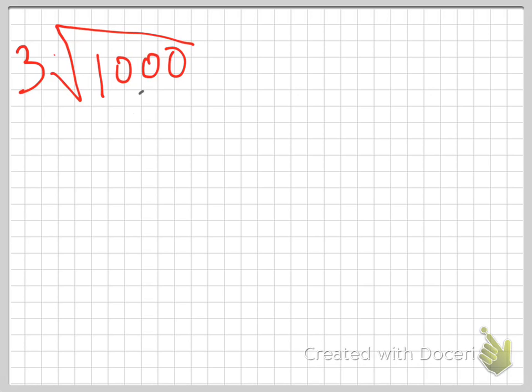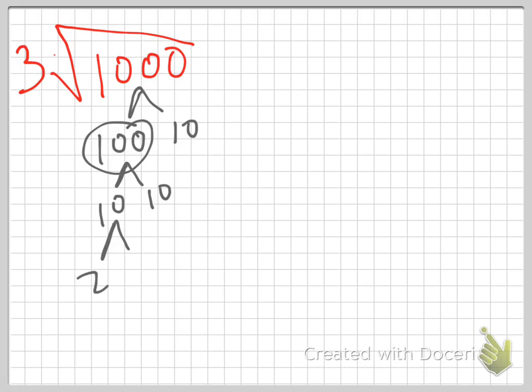Let's try another one. How about the square root of 1,000? Let's even put a 3 out front here. 3 times the square root of 1,000. You might recognize right away that 1,000 is 100 times 10. And you might also notice that 100 is a perfect square. 100 is just 10 times 10. But maybe you didn't notice that, and maybe you just kept breaking it down. 2, 5, 2, 5, 2, 5.